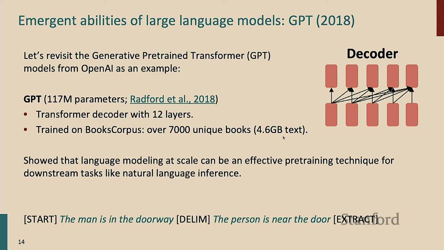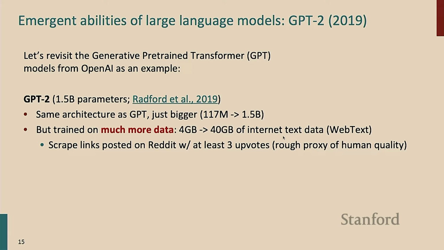Okay, but that was 3, 4, 5 years ago. What has changed since then? GPT-2 was released the next year in 2019. This is 1.5 billion parameters. So it's the same architecture as GPT, but an order of magnitude bigger, and also trained on much more data. We went from 4 gigabytes of books to 40 gigabytes of internet text data.